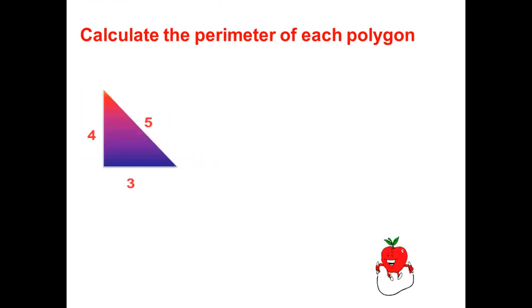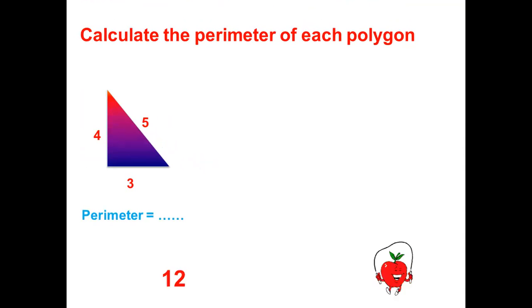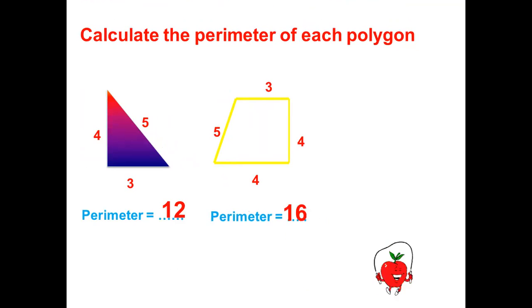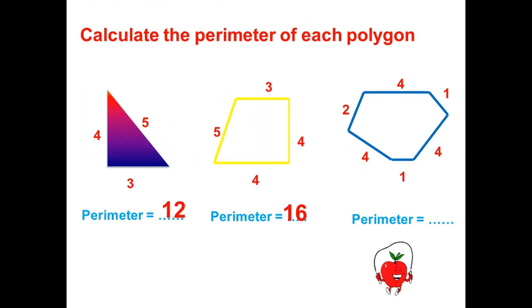Let's see, for example, in this triangle, I have 4, 5, and 3. So the perimeter is 4 plus 3 plus 5, which is 12. In this shape, I'm going to add all the sides, 4 plus 3 plus 4 plus 5, which is going to be 16. And in this shape, I'm going to add them all together, 4 plus 1 plus 4 plus 1 plus 4 plus 2, which is 16 centimeters.